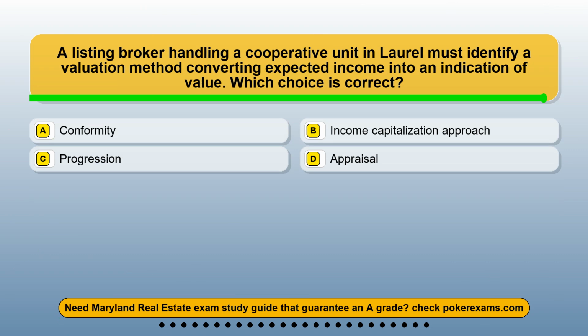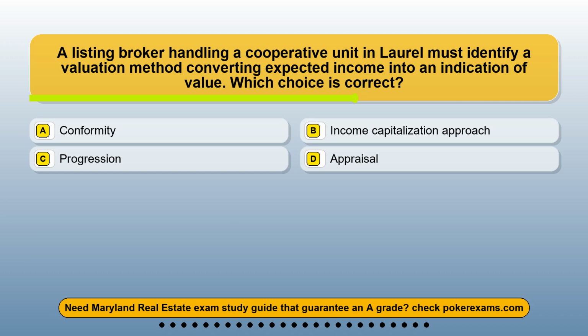Question 11. A listing broker handling a cooperative unit in Laurel must identify a valuation method converting expected income into an indication of value. Which choice is correct? Option A, conformity. Option B, income capitalization approach. Option C, progression. Option D, appraisal.